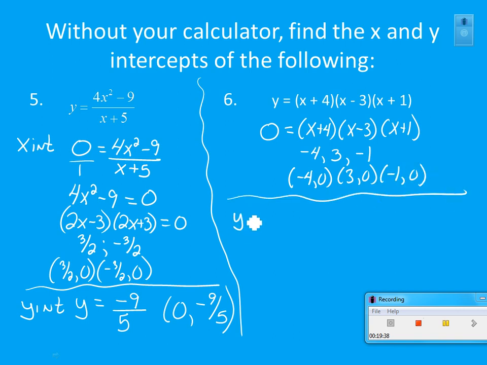To find my y-intercept, let x be 0, so I'm going to wind up having 0 plus 4 times 0 minus 3 times 0 plus 1. So it looks like my y-intercept is going to be negative 12. So that's how you find the x and y intercepts. Let x be 0, let y be 0, then go to work on them.